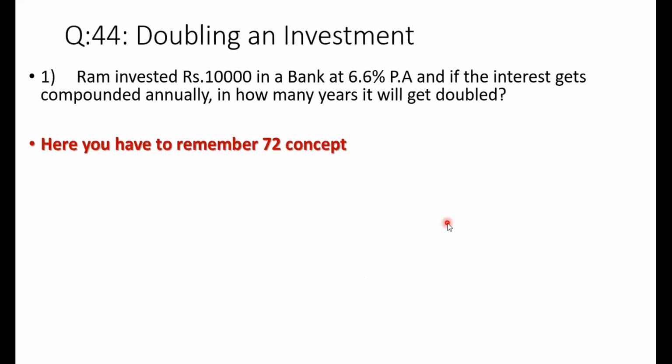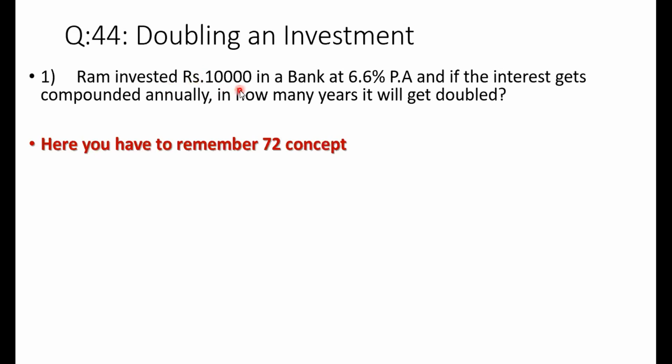I think all of you know the 72 concept. You remember the 72 concept. Supposing an investment has to double at a particular rate, how many years will it take? Instead of calculating, it's a thumb rule. How to remember? You see the question. I think all of you are familiar, but still questions are asked.